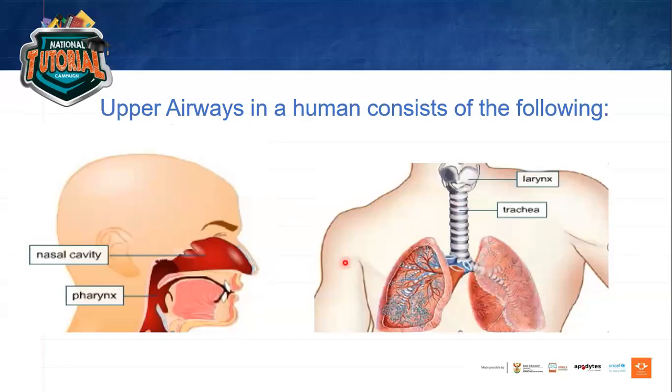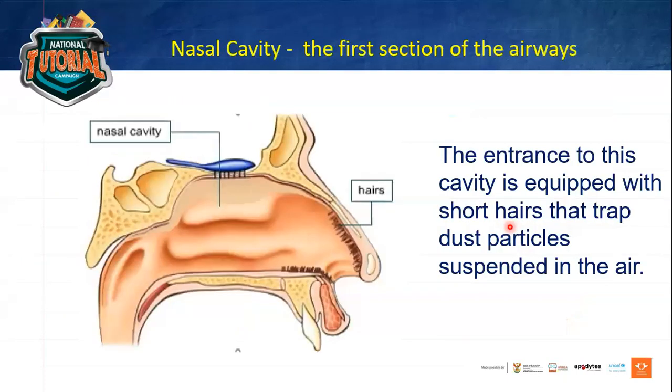And so these are the 4 in the upper airways. When you are asked about the components of the upper airways in a respiratory system, you will respond nasal cavity, pharynx, larynx, and trachea. And then the nasal cavity, out of those four that I've mentioned, is the first section of the airways. There is the nasal cavity over there. It's the very first section of the airways. When the air gets in through your nose, it gets in through there.